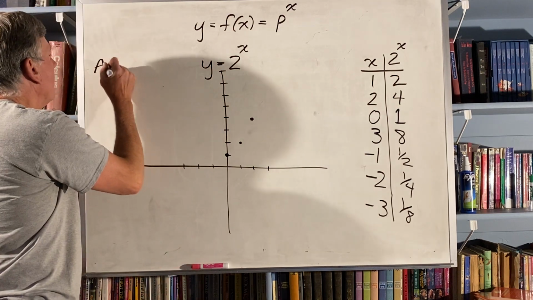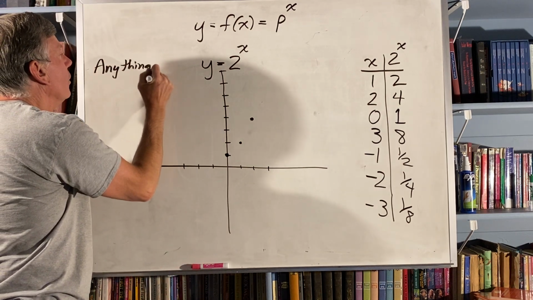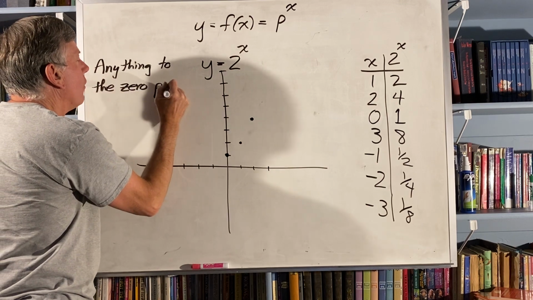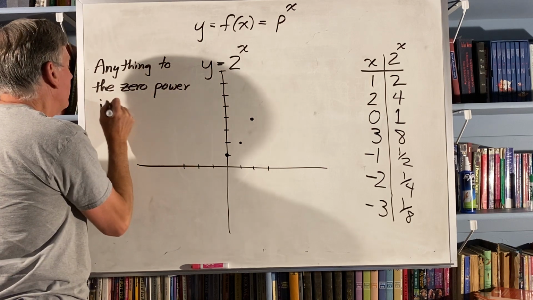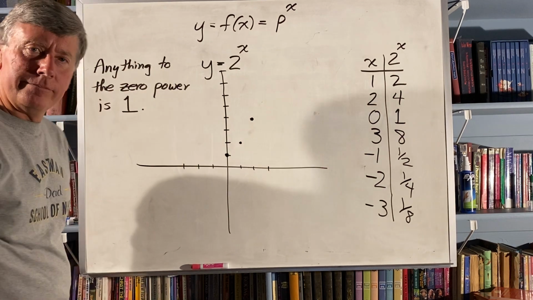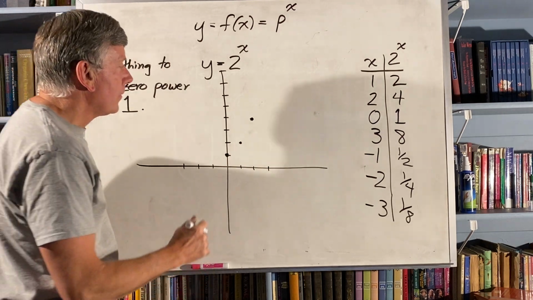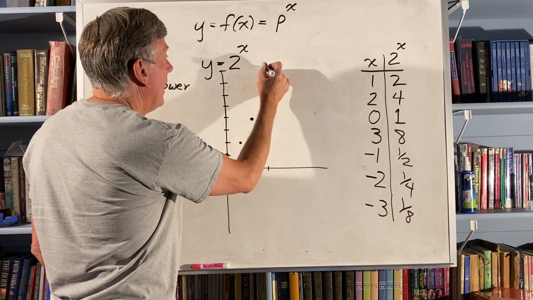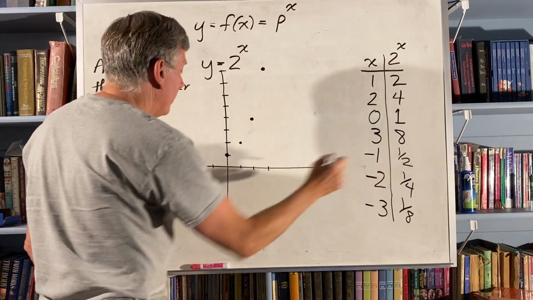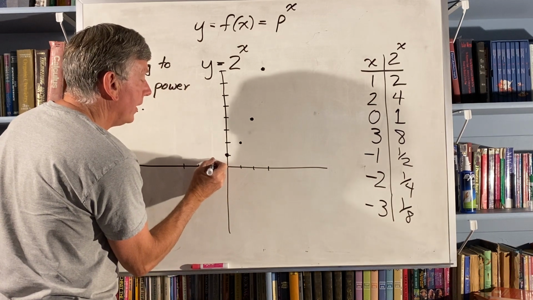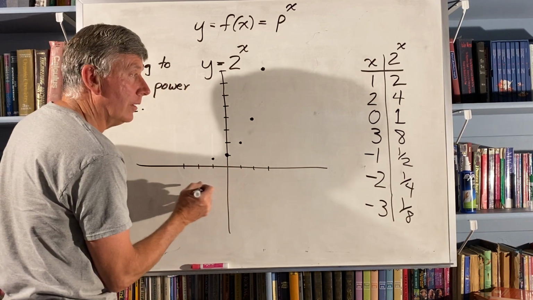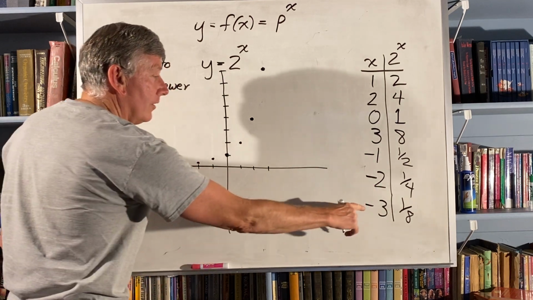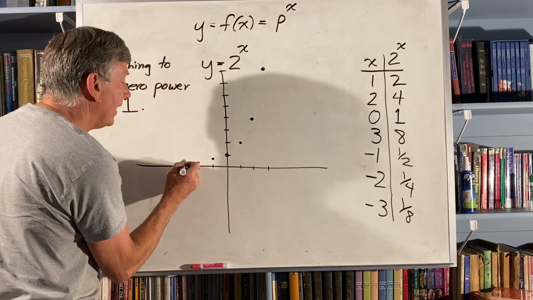Let's write that. Anything to the 0 power is 1. It really is. When x is 3, y is 8. When x is minus 1, y is 1/2. Half the way from 0 to 1. When x is minus 2, y is 1/4. When x is minus 3, y is 1/8.